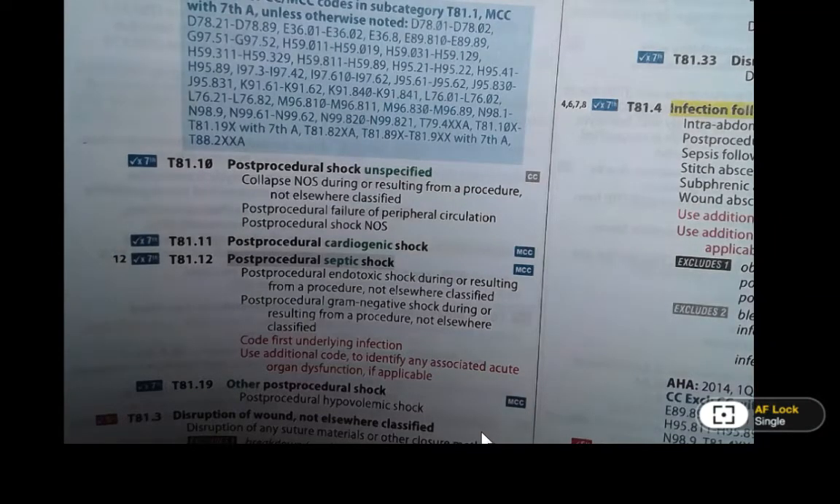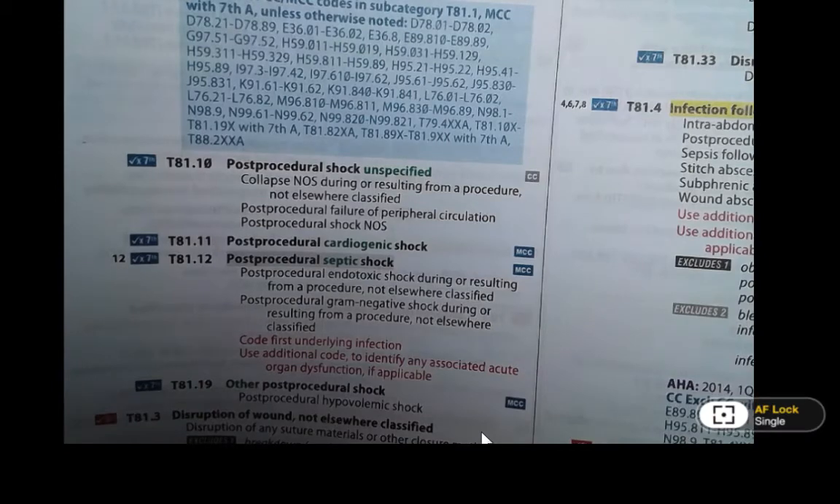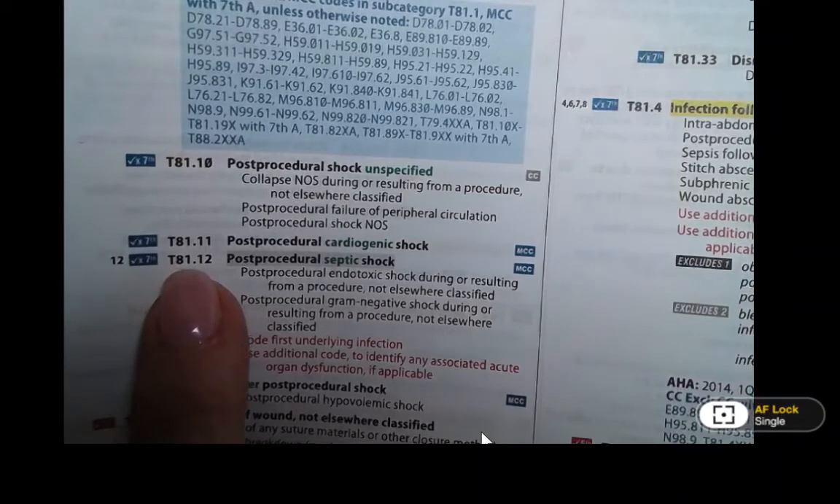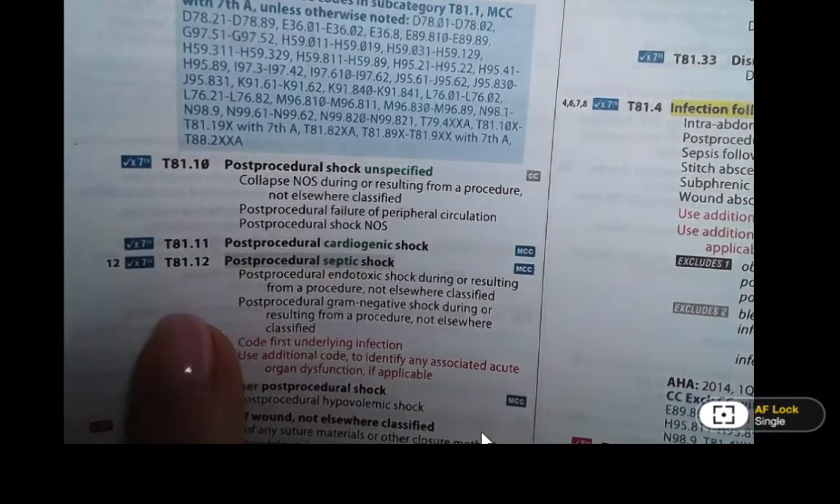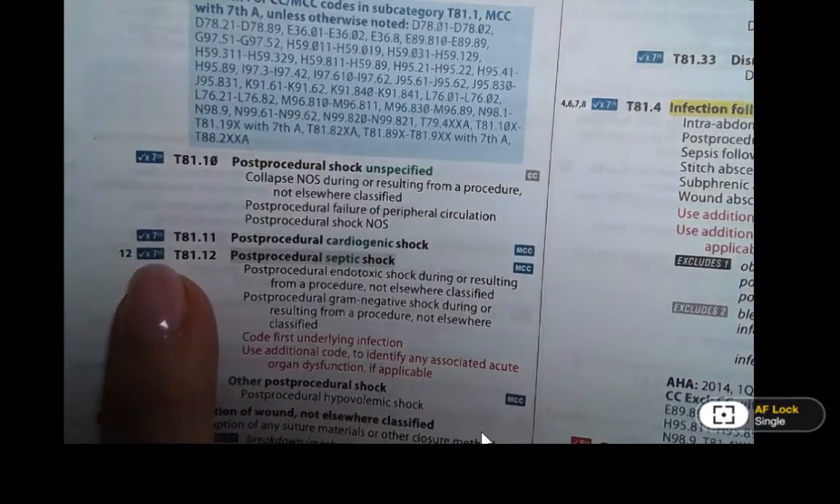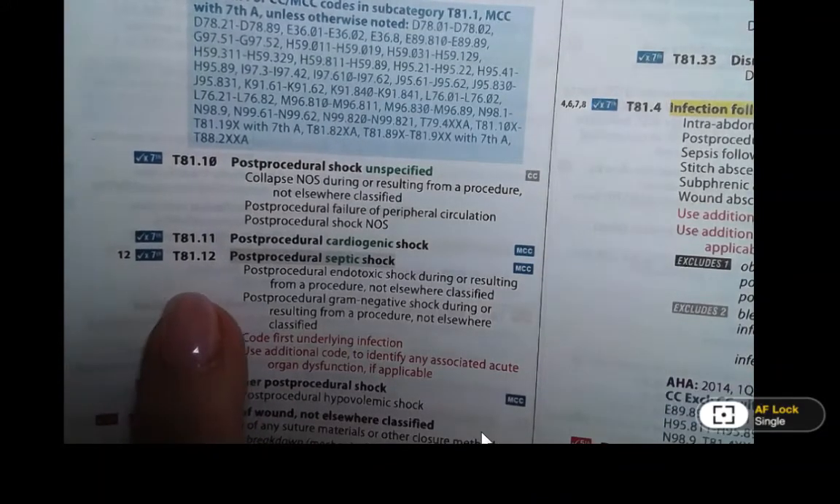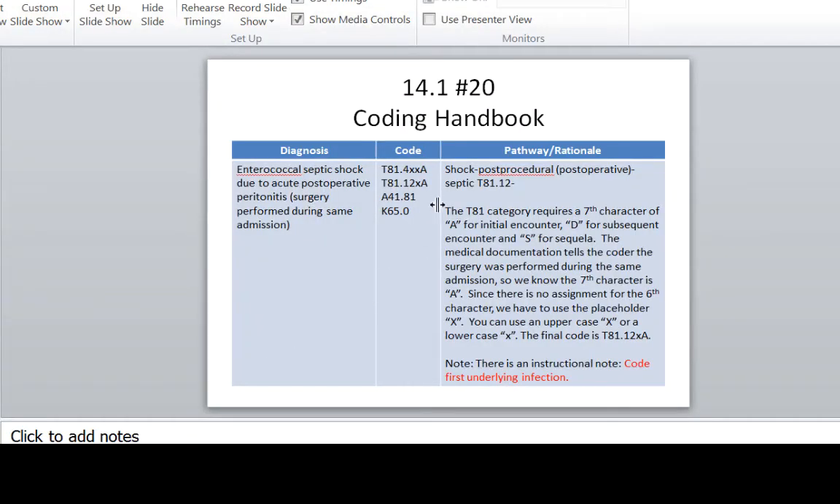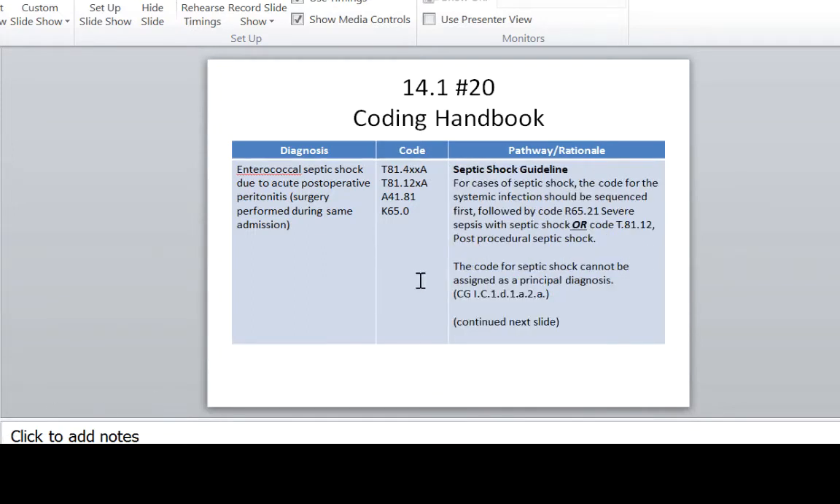And our guidelines did not give us that. I'm sorry, our documentation did not give us that. But we know we're on the right track. So 1, 2, 3, 4, 5 are here. Our 6th character is going to have to be the placeholder X, because our 7th character is going to be our encounter, which in this case is initial. So our 7th character is going to be an A. And that explains how we get back to this code right here, T81.12XA.